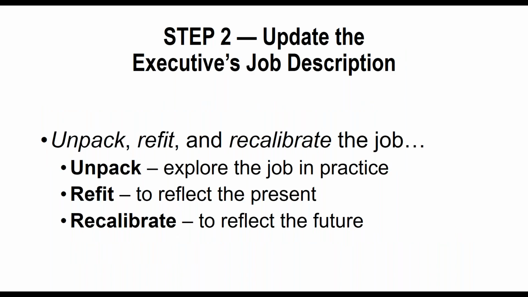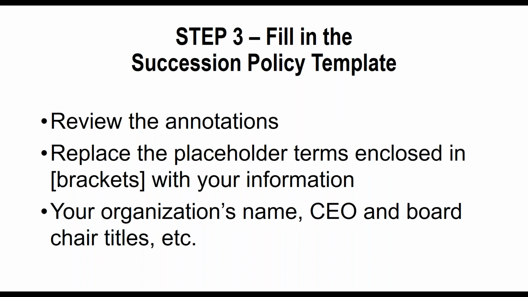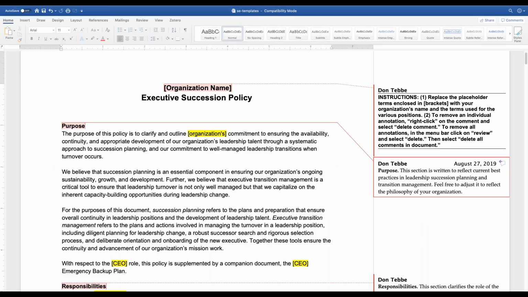Second step is to update the job description, as we said earlier: unpack, refit, and recalibrate the job, and particularly that recalibrate piece, to make sure that the job reflects the future of the organization. Then the next 2 steps really are the heart of it, filling in the succession policy template. As we'll see in this slide, there are placeholder terms for you to fill in with your organization's terminology, and there are annotations down the side that give you a little bit more texture about what to include. The succession policy is basically cut and paste, and you can have that done in under 2 minutes.